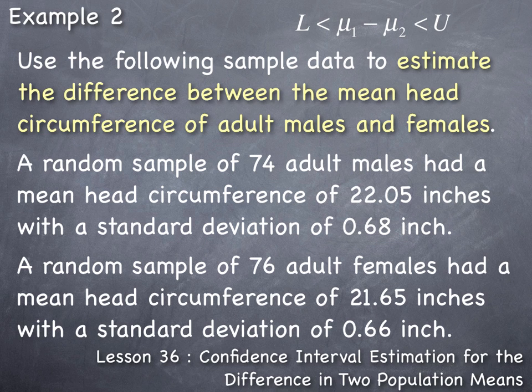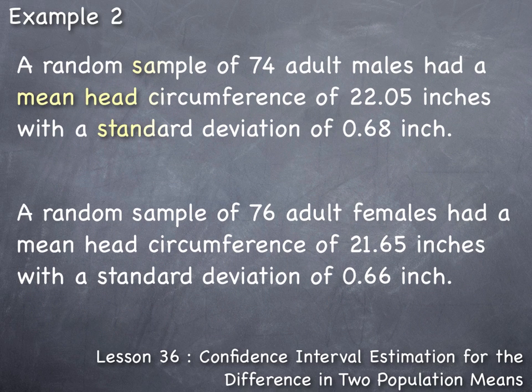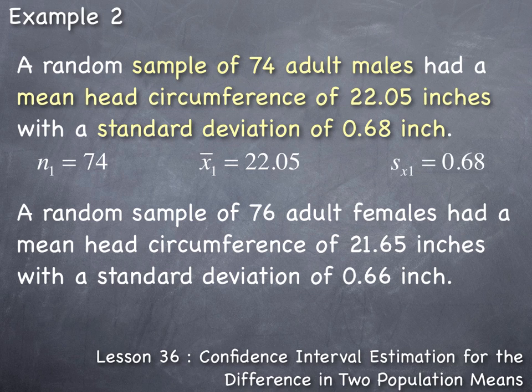Well, now we want to look at our sample results. When we're told that we have a random sample of 74 adult males, males being the first population, we know that our first sample size, n1, equals 74. And this first sample had a mean head circumference of 22.05 inches. Thus our x bar 1 equals 22.05. With a standard deviation of 0.68 inch, that tells us that our Sx1 equals 0.68.